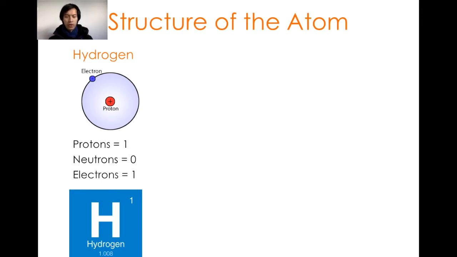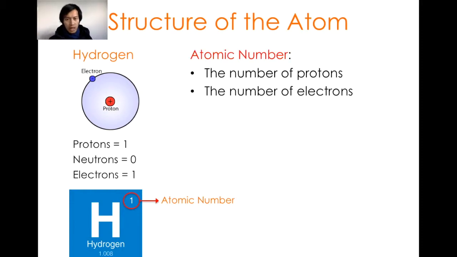And then there's a few other things you need to know as well. This little number in the top corner, sometimes it's in the top left, sometimes it's in the top right. Either way, it's what we call the atomic number. The atomic number helps us identify how many protons and how many electrons the atom has. So in the case of hydrogen, it has an atomic number of 1 because it has 1 proton and 1 electron. 1 is not the collective amount. 1 represents both protons and electrons, okay?